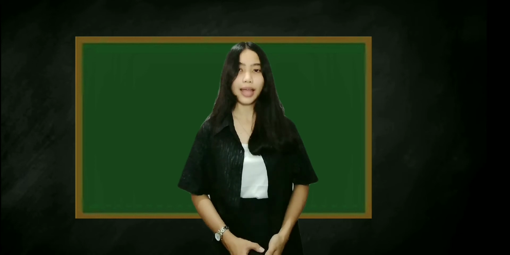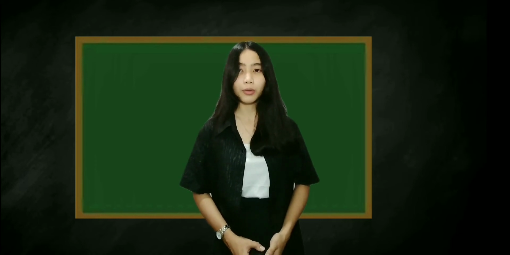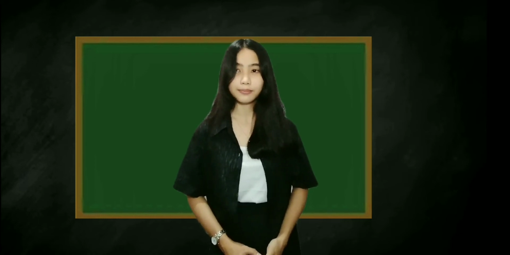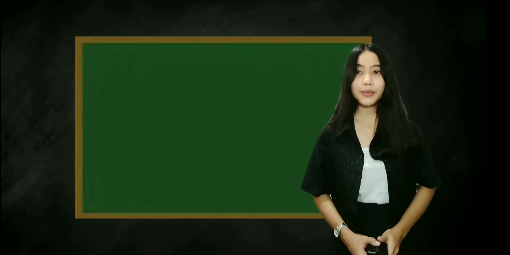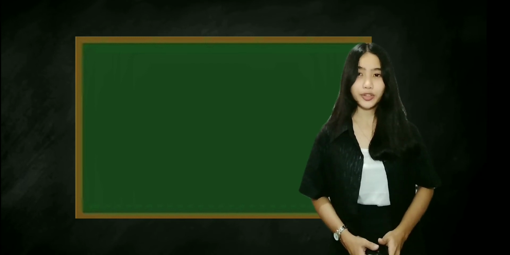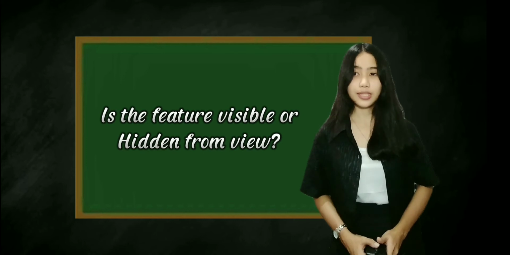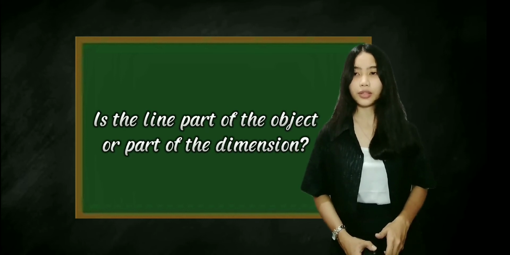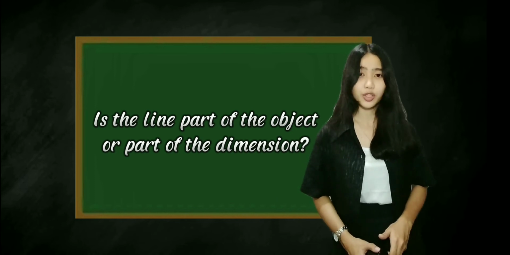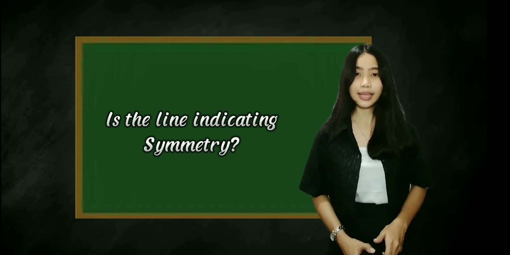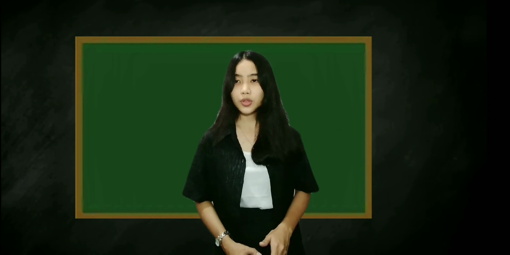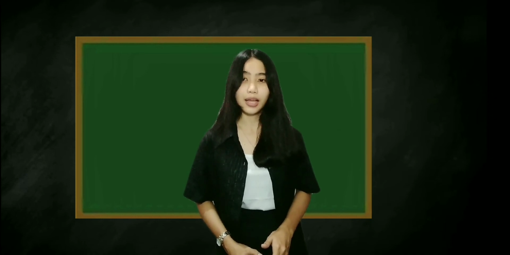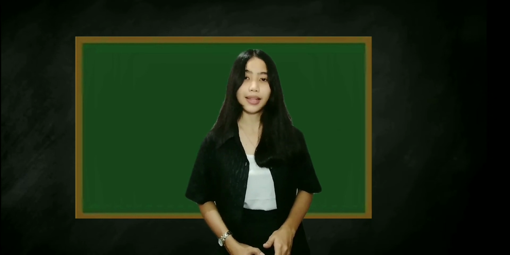So those types of line and line weight provide valuable information to the print reader. For example, line type and weight can answer the following questions. Is the feature visible or hidden from view? Or is the line part of the object or part of a dimension? Or is the line indicating symmetry? So those are some of the questions that can be answered with the use of line type and line weight.